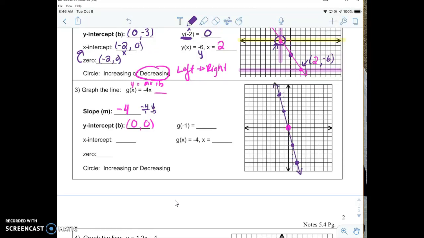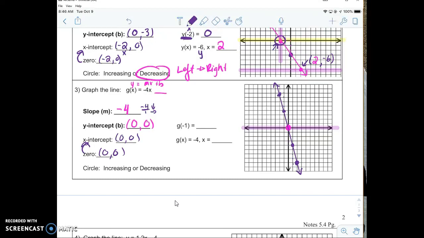I connect my points to draw a line. The x-intercept is where I cross the x-axis. I cross the x-axis also at the origin at 0, 0. And remember, the 0 is the same thing as the x-intercept, so my 0 is also the origin, the point 0, 0.